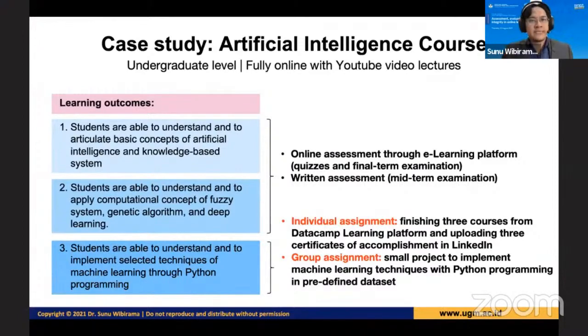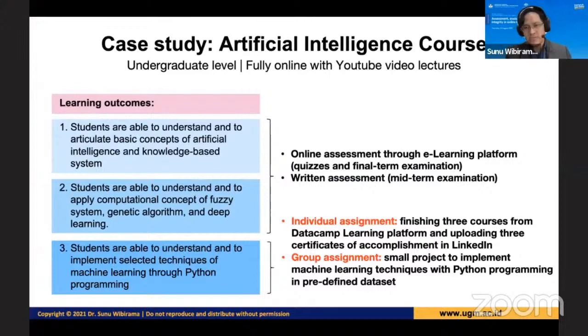And for the first and the second learning outcomes, we assess the students through online assessments such as quizzes and written assessment. And then for the third learning outcome, we have 2 assessments. The first is an individual assignment. Just like Pak Eka said, we have independent learning there. So we encourage the students to learn outside our class, and then to take an online examination in a separate learning platform, and then to prove that they already completed the assignment by uploading the certificate. I will show you later on.